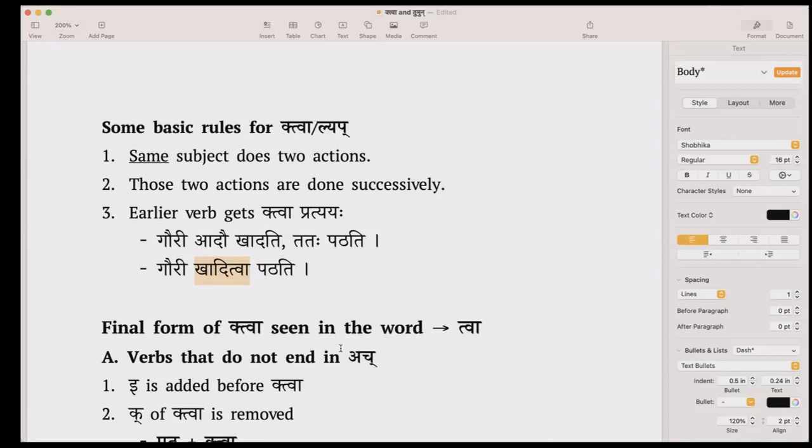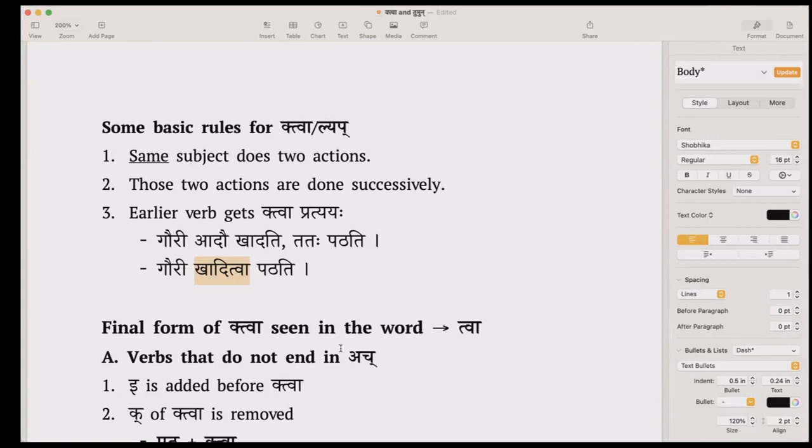In the same way here also, when you want to say that after having done some action, she does another action, the karta should be the same. The karta does two actions, one after the other. The first action will take on ktva pratyaya. Okay. There are some rules regarding how you add that ktva pratyaya. Some very basic rules, because it will be confusing when we say pathi dhatu and add ktva, pathitva comes in, whereas when we see drish and we add ktva, we don't say drishitva, but we say drishtva. So there are rules for those things.